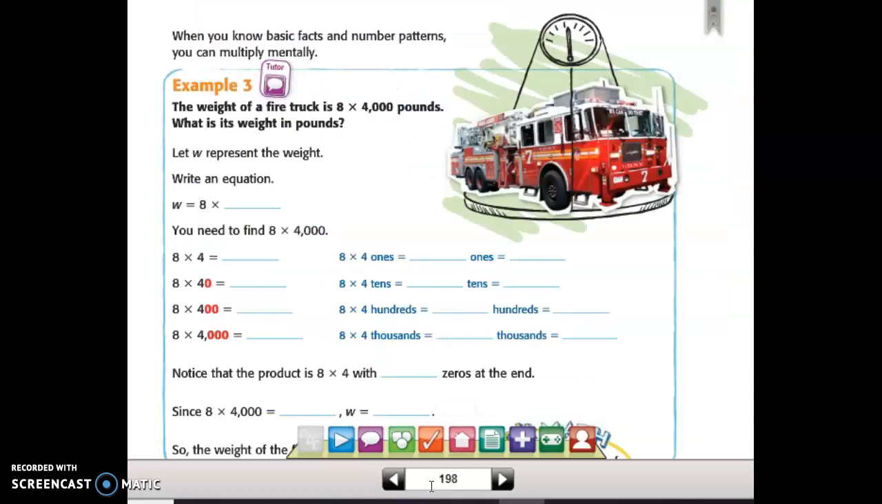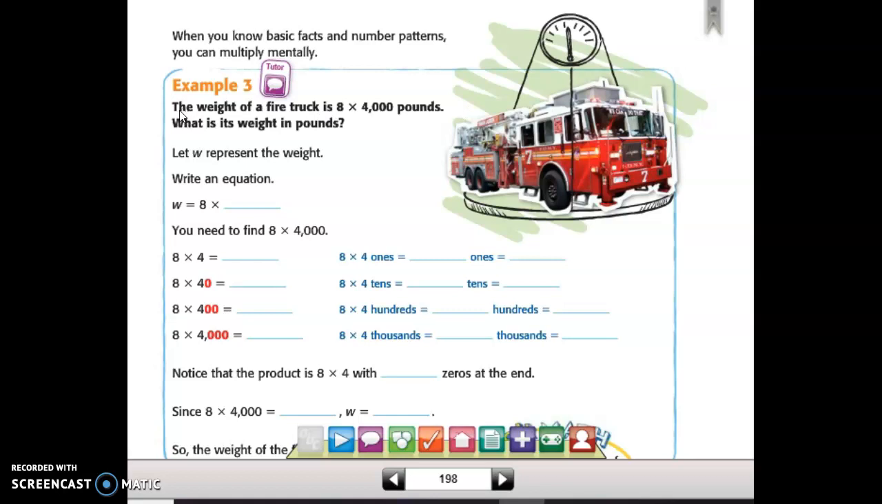And on page 198, when you know basic facts and number patterns, you can multiply mentally. And that is what our goal is. But again, because we're showing our work and we're still learning this, we are writing out our thoughts until we've got mastery of this. So we're still going to show the work, and we're still going to write all the steps, even though our goal is to be able to do this all in our head.